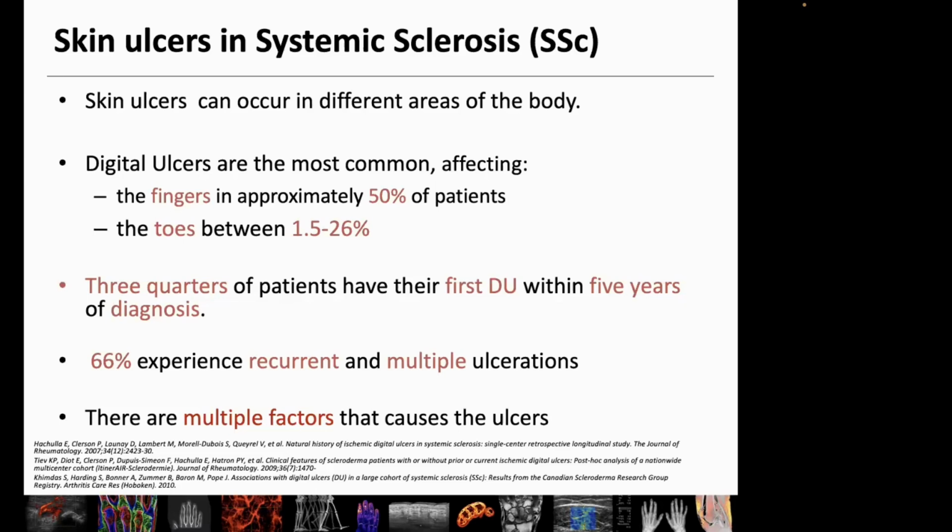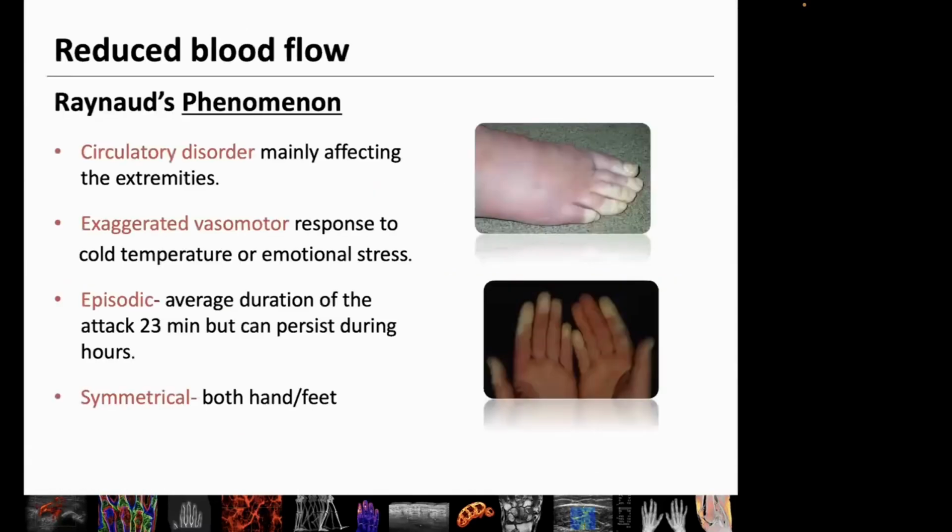Now with Bosentan, the reoccurrence has improved quite a lot, to be honest. It doesn't happen as much. And then what we need to bear in mind is that the ulcers are caused by multiple factors, and those factors are related to the disease. As we're going to go through, you're going to see.